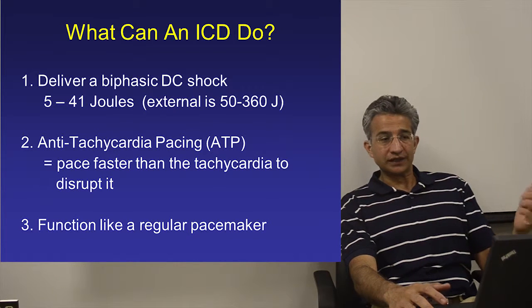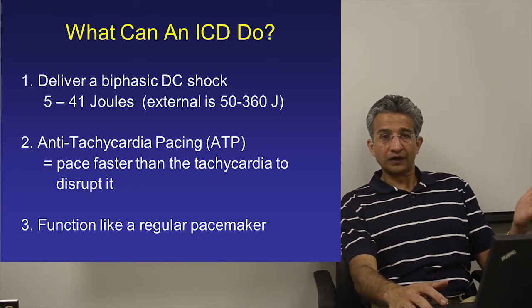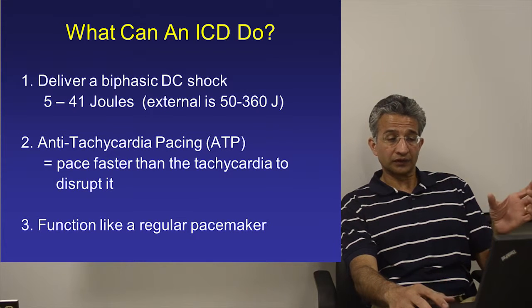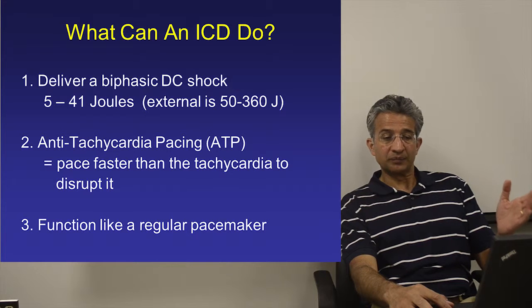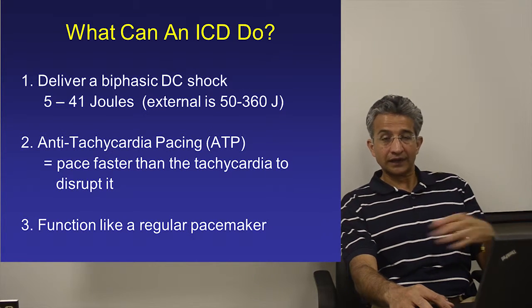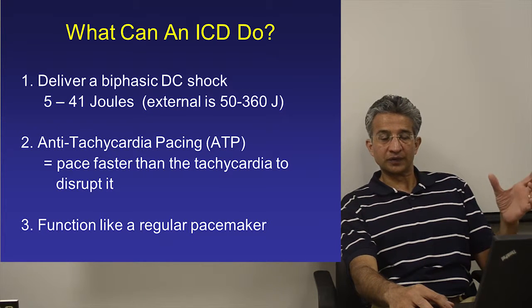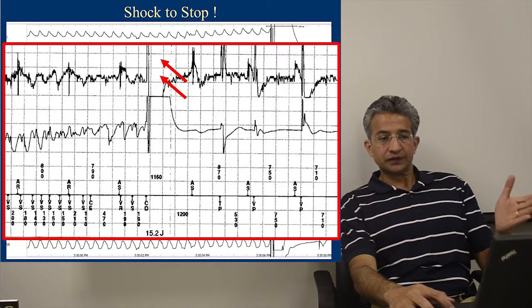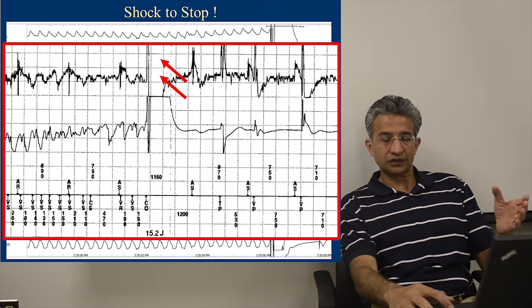So basically what an ICD can do is it can deliver a biphasic DC shock, and you can program the amount of shock that's required. It can also perform anti-tachycardia pacing, where it paces faster than an organized fast heart rhythm to terminate it. And then, of course, every ICD platform has the basic features of a pacemaker, so it can also treat bradycardic rhythms.